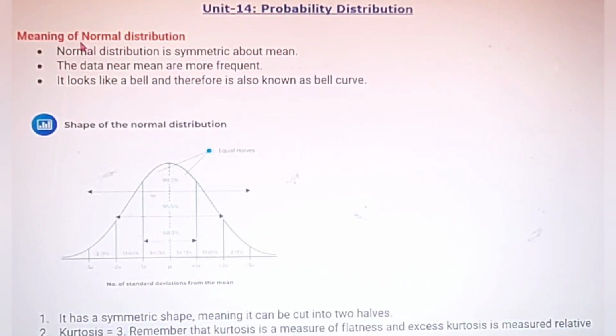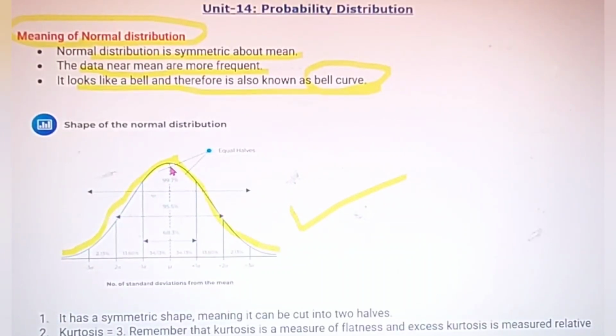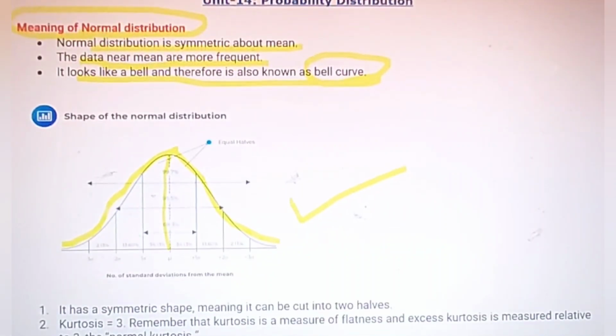In fact, let's start with normal distribution. You might get a short note on this, very important one. Normal distribution is generally symmetric about the mean. Just now I told you about this when we were talking about skewness, and the data near the mean are more frequent, and it looks like a bell shape, and therefore it is also known as bell curve. Okay, the figure is there, as you can see here. It is just like a bell, and this middle line is called the mean, and both the sides are well balanced. So this is called normal distribution.